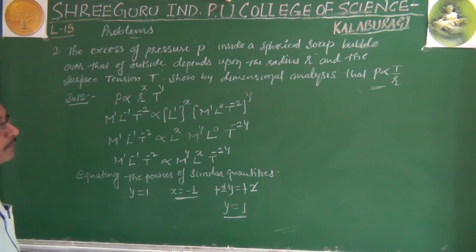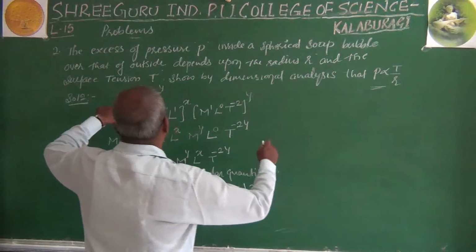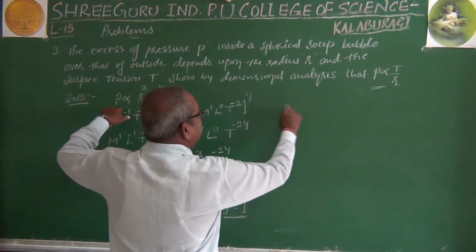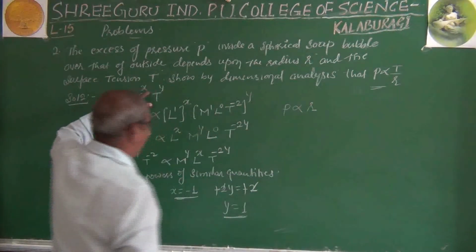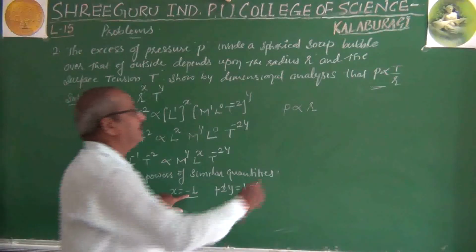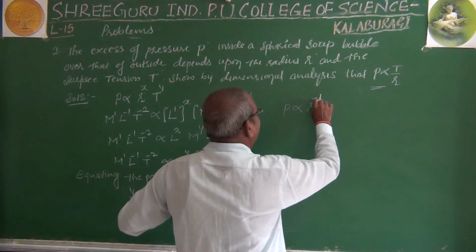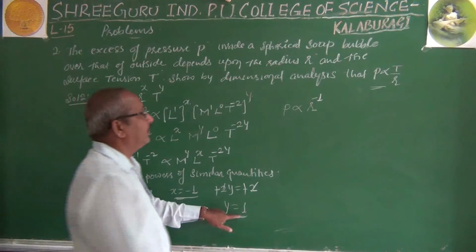Check whether you get P is proportional to T by R. If you get P is proportional to T by R, then that should be verified or shown. So therefore we will see. Look, P is proportional to R raised to X. What is the X value? Minus 1 we got. Here minus 1. Then T raised to Y. What is Y? We got 1.